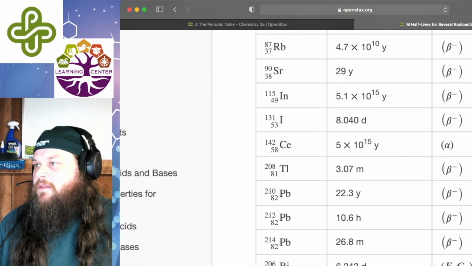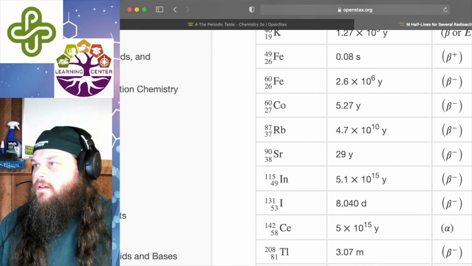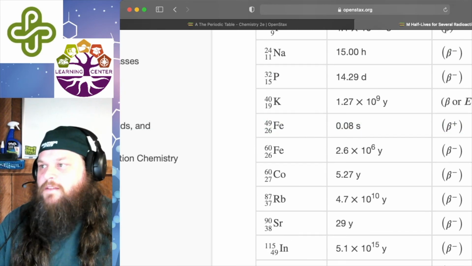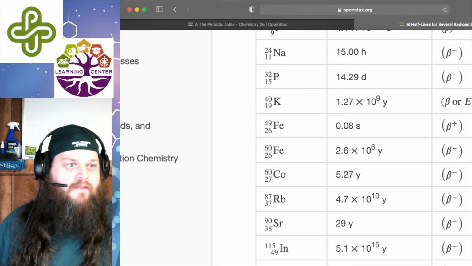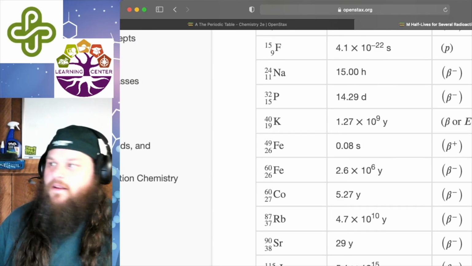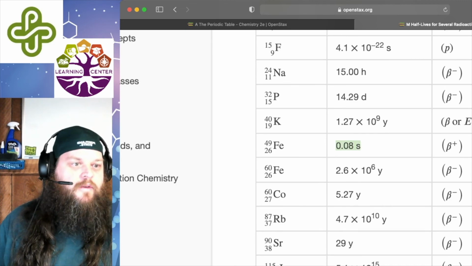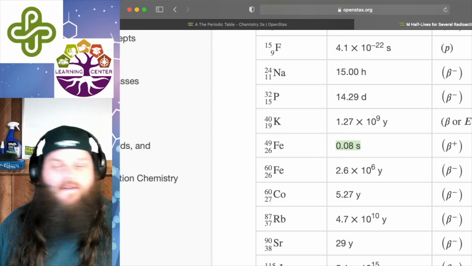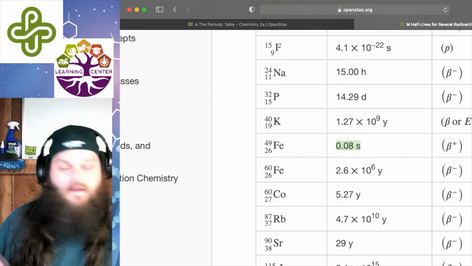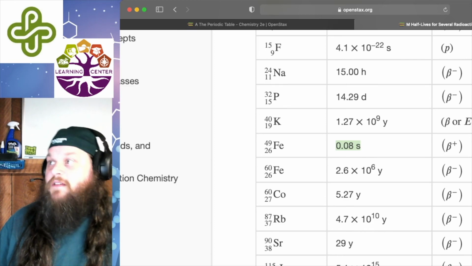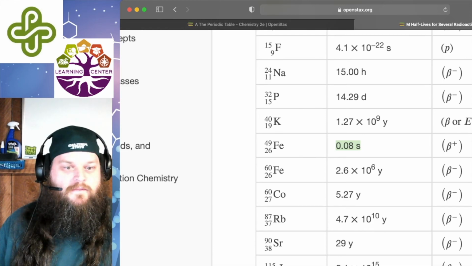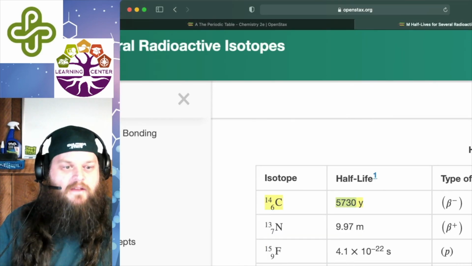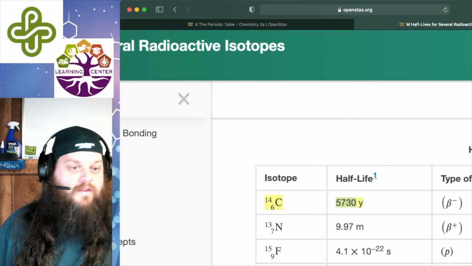If you were looking at something like, this is iron-49, it has a 0.08 second half-life. Yep, there it is. So that's going to basically decay incredibly fast. We're not going to see any of that in a few minutes, let alone a few years or tens of thousands of years. But our carbon, 5,730, that's the number of years it is.